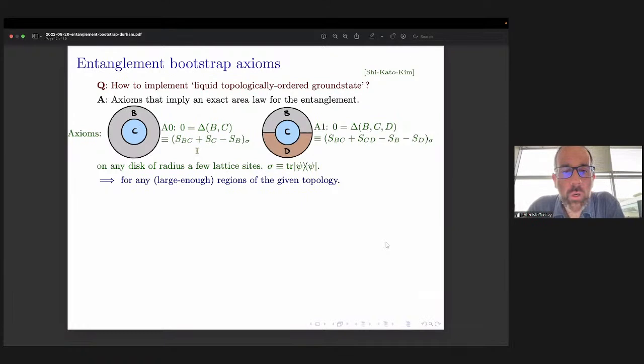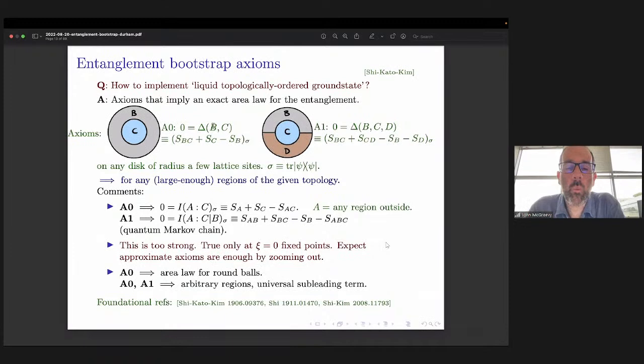Okay, these axioms turn out to be really nice and really powerful. I guess they were first suggested by Isaac Kim. Here's some intuition for the axioms. The A0 implies that if I take any region A outside of this disk, then the mutual information between the interior of the disk C and that region A outside exactly vanishes. So this is a pretty strong assumption.